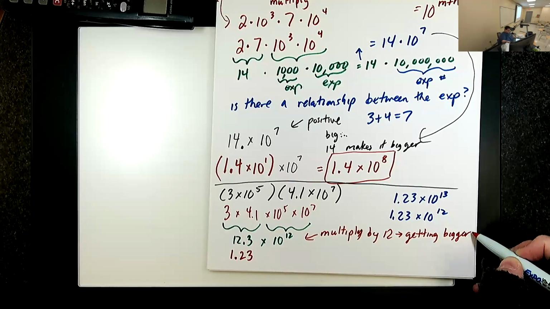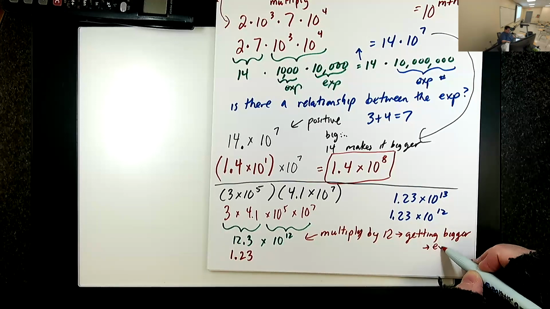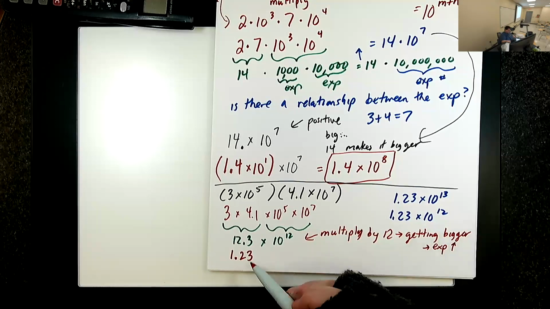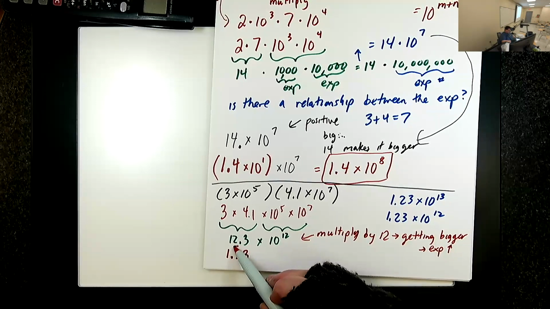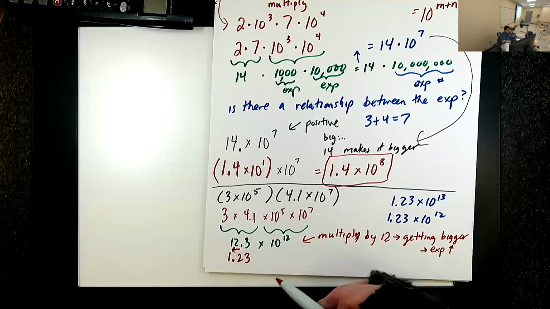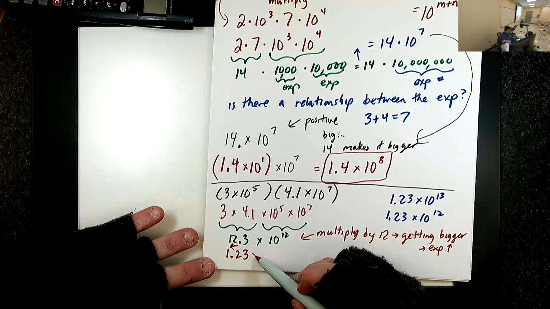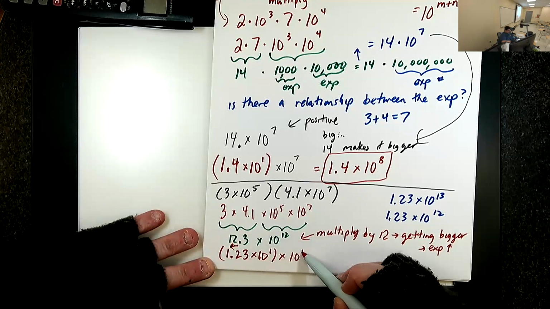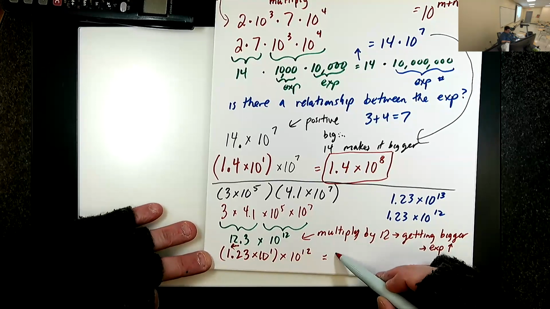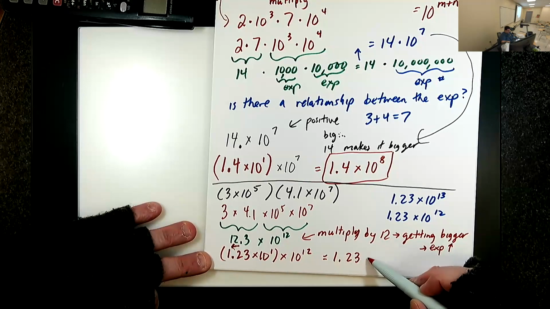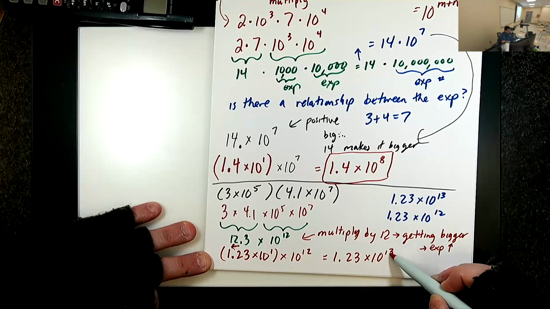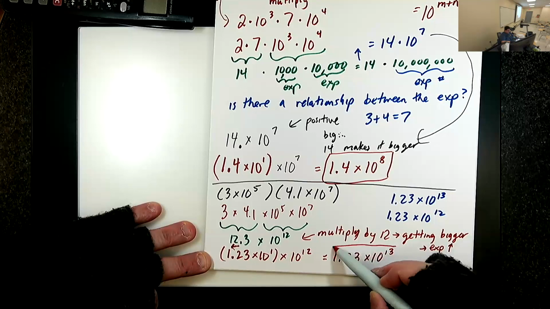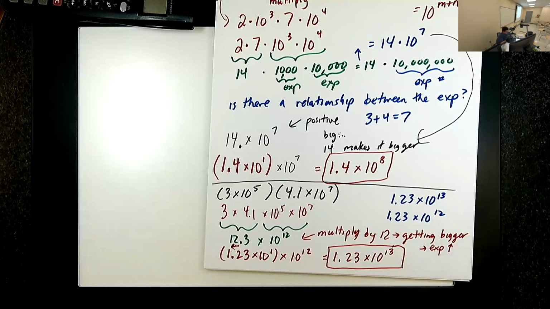Which means my exponent should be going up when I shift it. So if I shift to 1.23 by moving the decimal point left one, this is 1.23 times 10 to the 1, and then I got 10 to the 12. If I add them, I should end up with 1.23 times 10 to the 13. Now, that's the correct answer.